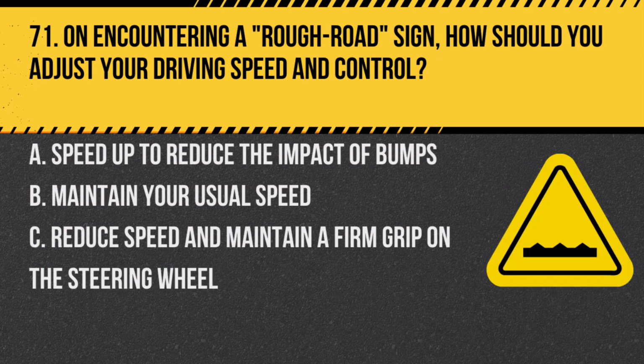Question 71. On encountering a rough road sign, how should you adjust your driving speed and control? A. Speed up to reduce the impact of bumps. B. Maintain your usual speed. C. Reduce speed and maintain a firm grip on the steering wheel. Answer: C. Reduce speed and maintain a firm grip on the steering wheel. A rough road can affect vehicle handling, so caution is advised.